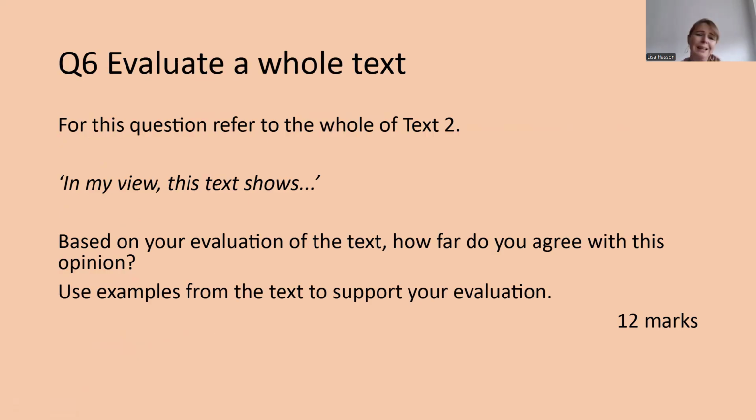Similarly to that, we have to work a little bit harder because this time we're not going to talk about the success of the text and whether we agree it's successful, but we're going to have to talk about our agreement on whether or not we agree with a statement that somebody else has said. So your phrasing of your question will be something like, for this question, refer to the whole of text 2. In my view, this text shows, and there'll be a statement that you have to decide whether you agree or not. It's usually relatively biased, it's usually relatively exaggerated, and so you will have opportunities to be able to pull those elements of it out.